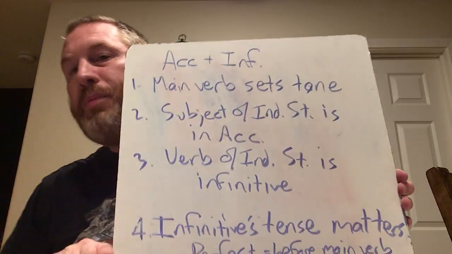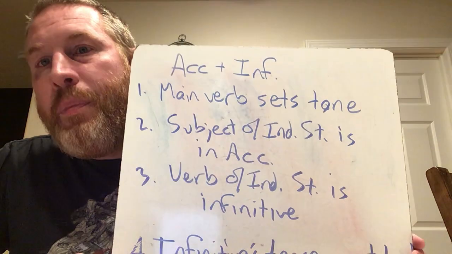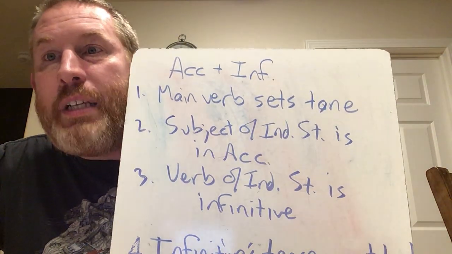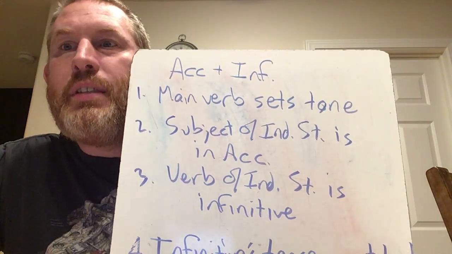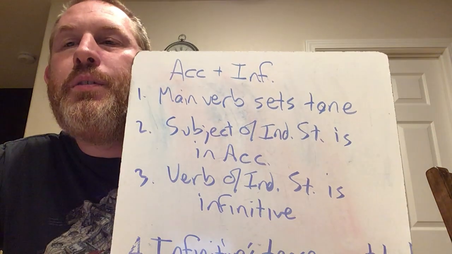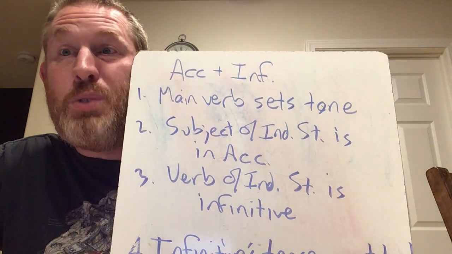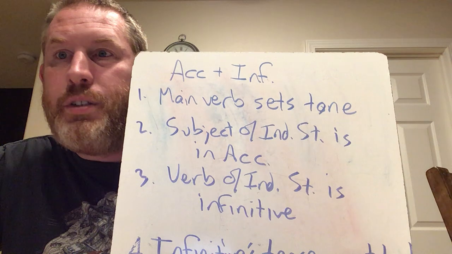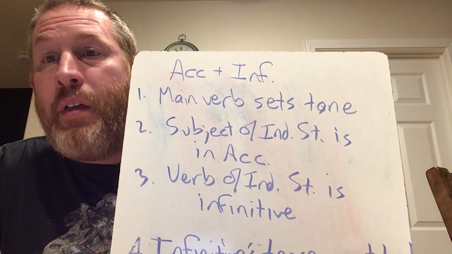Hello, Latin 2. The last part of the accusative plus infinitive indirect statements is taking a look at what happens when your infinitive is in the future tense. Just like before, I'm going to review the accusative plus infinitive indirect statements. First off, the main verb sets the tone. Whatever tense that verb is, the infinitive is dancing around it. The infinitive is responding to it. It's either occurring before it, during it, or after it.